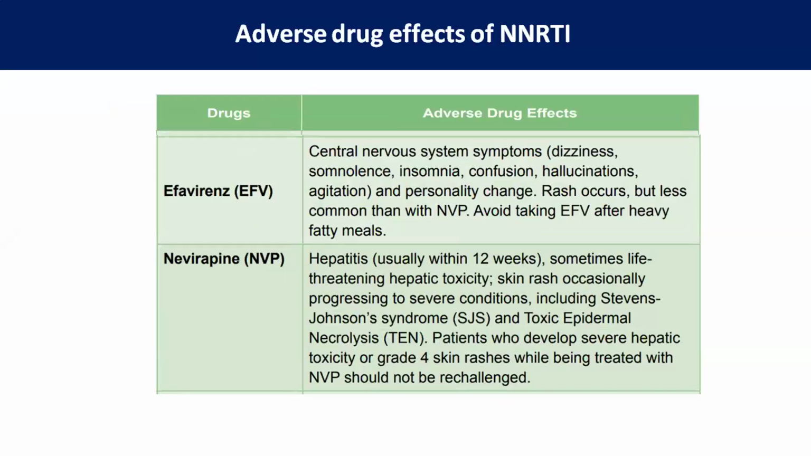Efavirenz and nevirapine, both drugs are phased out in our national program, but I have mentioned that nevirapine is notorious for its hepatitis, usually developed within 12 weeks of its use, and sometimes we used to see life-threatening hepatotoxicity, and skin rash is very common. Sometimes it may produce SJS, that is Stevens-Johnson syndrome, and it may extend up to toxic epidermal necrolysis. Usually the skin rash and hepatotoxicity develop within a few weeks of nevirapine use.